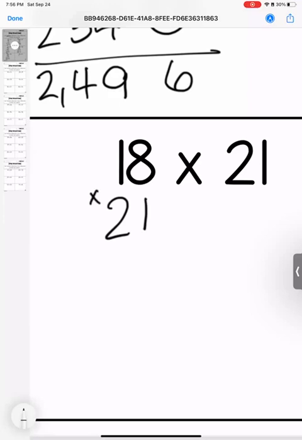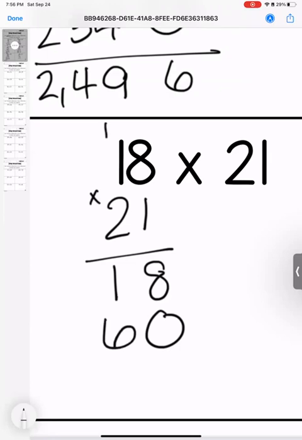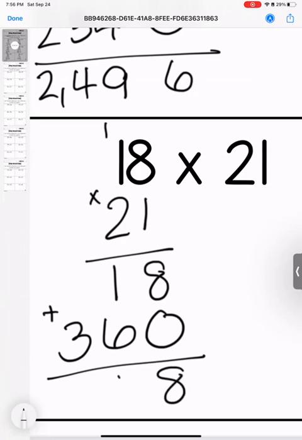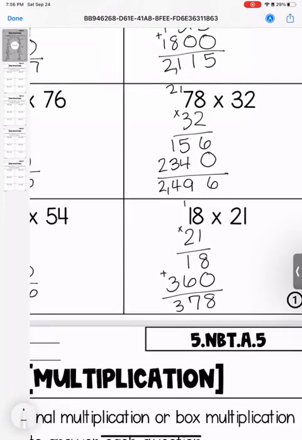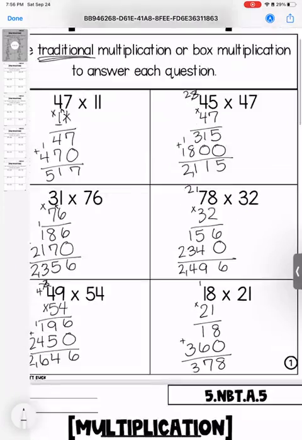18 times 21. We stack. 1 times 8 is 8. 1 times 1 is 1. Place saving 0. Slide to the tens. 2 times 8 is 16. 2 times 1 is 2. Add 1 is 3. We add. 8 plus 0 is 8. 1 plus 6 is 7. 3 plus nothing is 3. 378. That is the end of your first page.